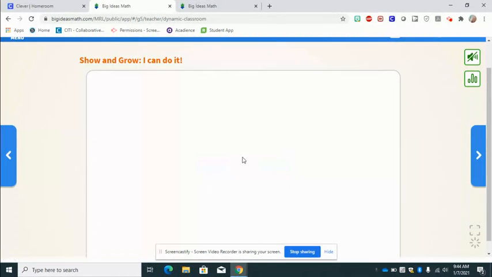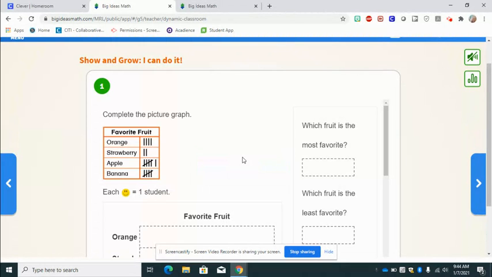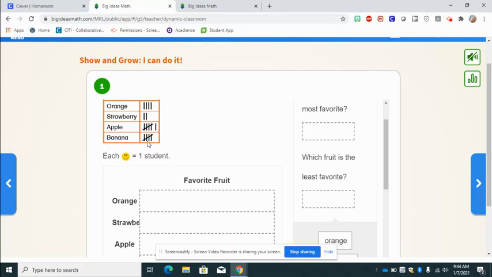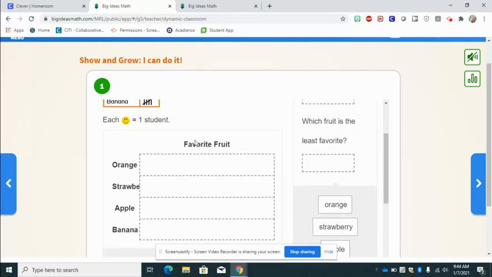Okay, now we're on the show and grow activity, which is at the bottom of page 626. It starts with number 1, and we're going to complete the picture graph. So we're going to use our tallies over here of favorite fruits: orange, strawberry, apple, banana. Okay, 4 students chose orange, 2 students chose strawberry, 6 students chose apple, because remember when we see our slash, this means 5, and then plus 1 more is 6. And then 5 students chose banana. So we're going to use this tally chart to make our pictograph right here of our favorite fruit.